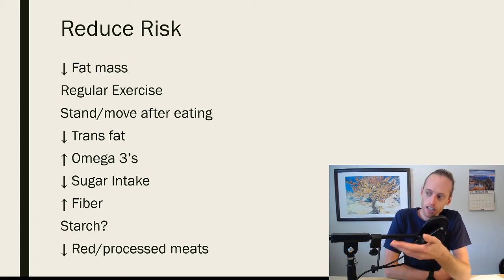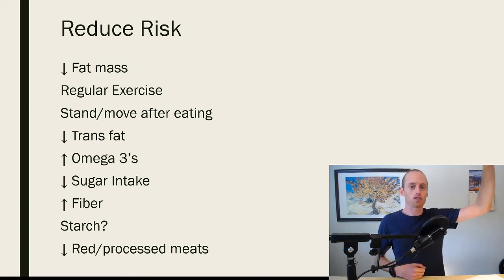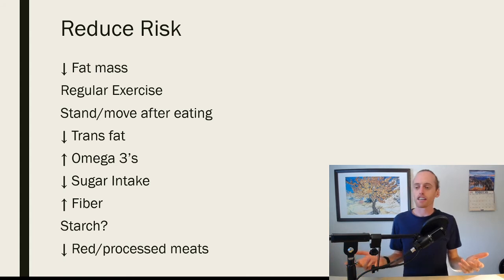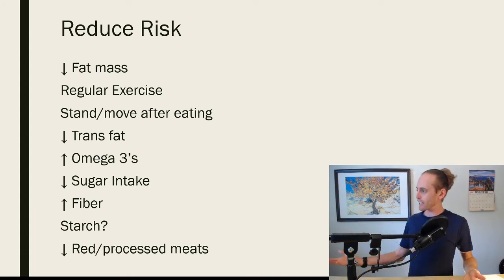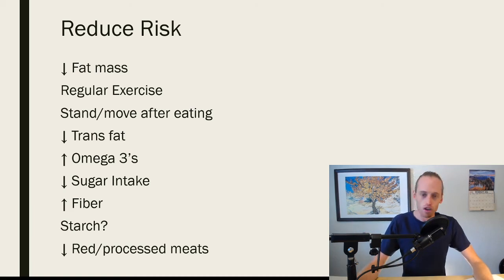Number 3, standing or moving after you eat. So after you eat, blood sugar starts to spike. And what you can do is you want to move around afterwards. So I have a standing desk now, so after I eat, I will stand up. So that's a good one. I sometimes do chores after I eat, so I'm moving around.